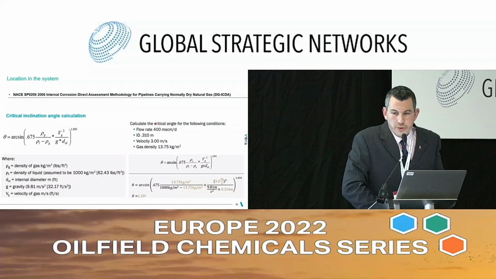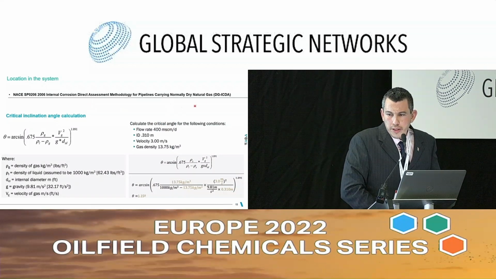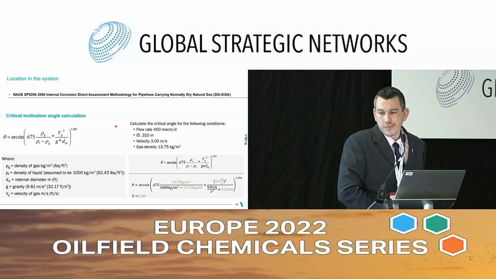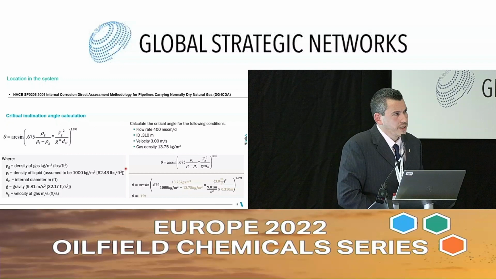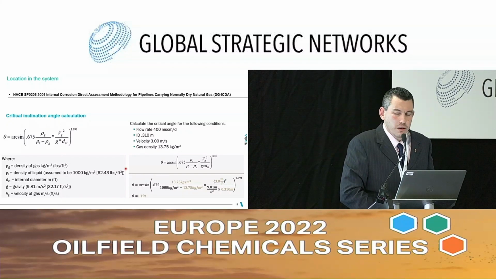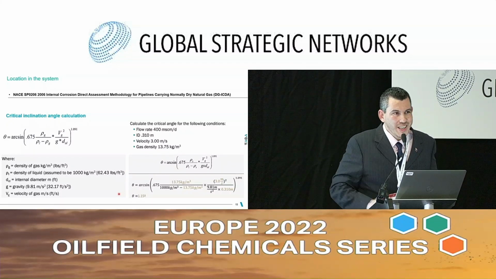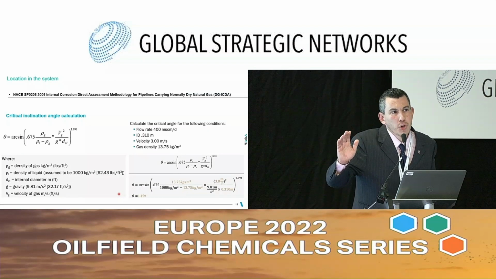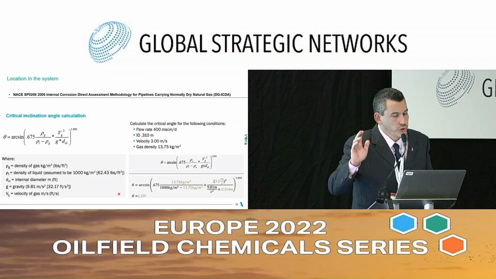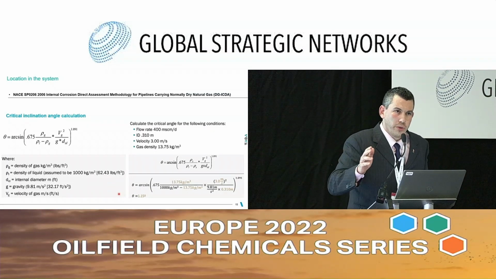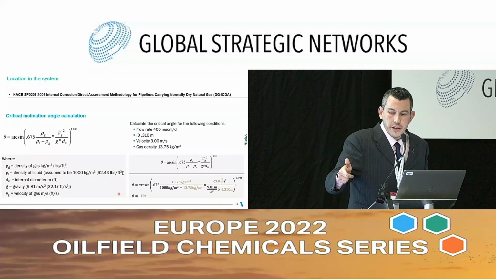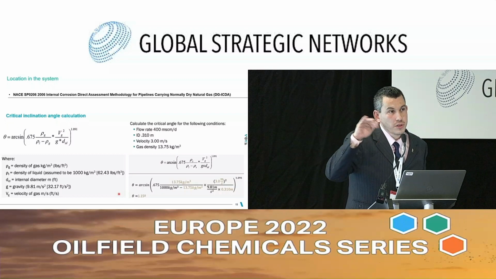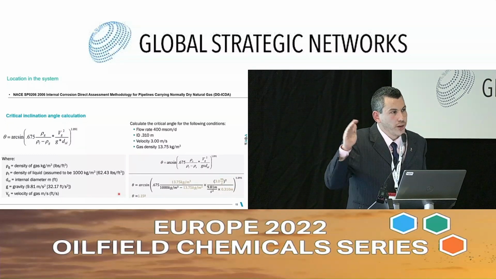You also have another standard for pipelines carrying dry natural gas, or normally dry natural gas. For this one, a key element that you want to define is your critical angle. That means that if you have an inclination higher than that number, you will have water accumulation. So in your design, you need to work together with the piping engineer or mechanical engineer to define the angle inclinations that you will have along the pipeline.